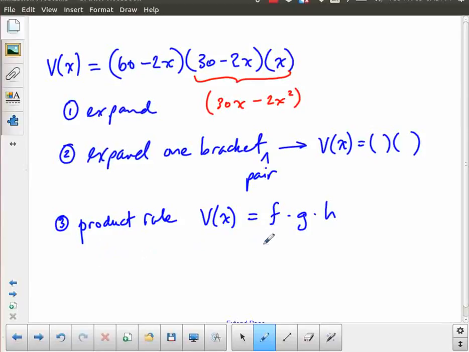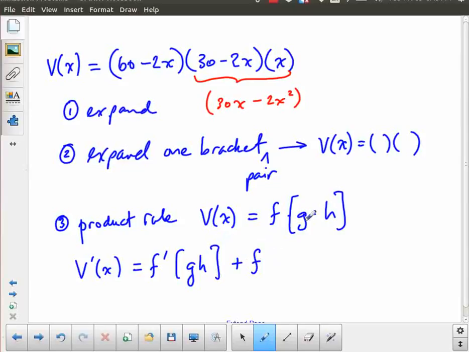And the way that you would do that is we actually group one of the pairs. So instead of treating this as f times g times h, I actually treat this as f times (g times h). So v prime of x is the derivative of the first, which is f prime, multiplied by the second, which is just gh, plus the first, which is f, multiplied by the derivative of the second. So that is going to be gh, and I'm just going to put the little prime outside of that bracket to say I have to take the derivative of this whole thing.